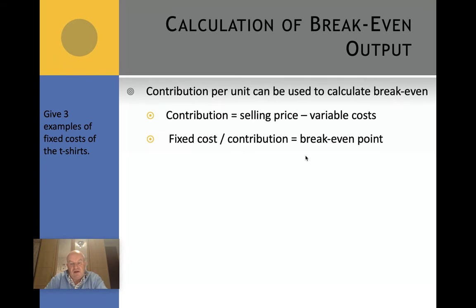Now, in order to calculate our break-even point, and this makes sense if you've been following what we've gone through so far, basically we're going to take our fixed costs and we're going to divide that by our contribution in order to calculate what our break-even point is.